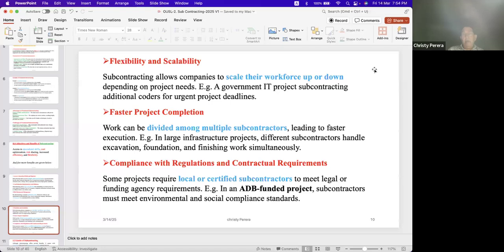So the ADB and most of the funded projects now, it came very recently. Sustainable procurement came very recently. Some countries are complaining to the World Bank and the ADB that they have a very big problem going through the sustainable procurement issues. But those funding agencies are insisting on environmental and social compliance standards and economic standards also.